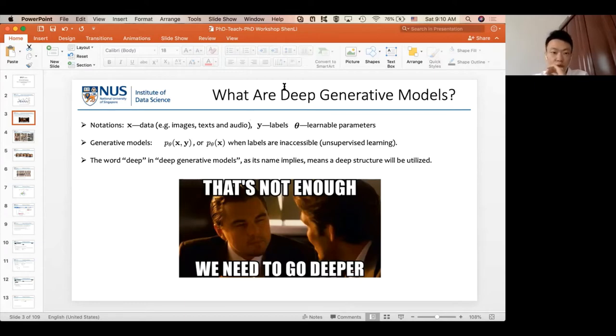And the word deep here in deep generative models, as its name implies, means a deep structure will be utilized. So using a shallow network is not enough. We need to go deeper in order to improve the model capability. Okay.